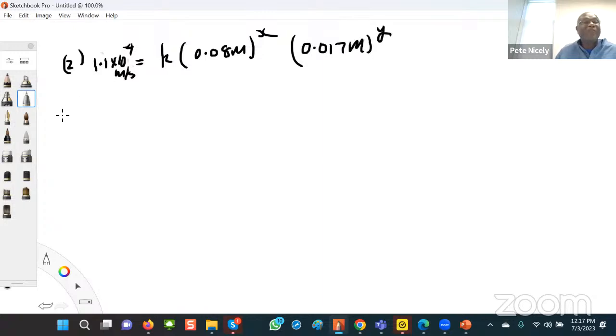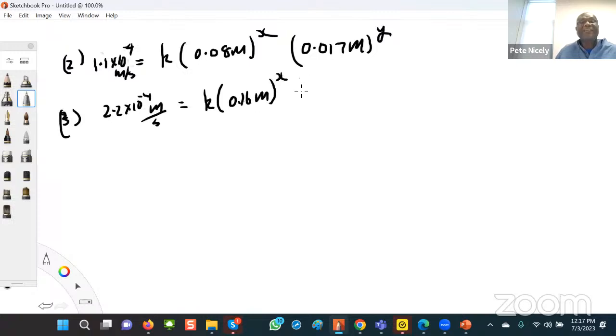Now for experiment 3, the rate is equal to 2.2 times 10 to the minus 4 m over s, and that will be equal to K times 0.16 m raised to the x times 0.017 m raised to the y. And I divide the top by the bottom.